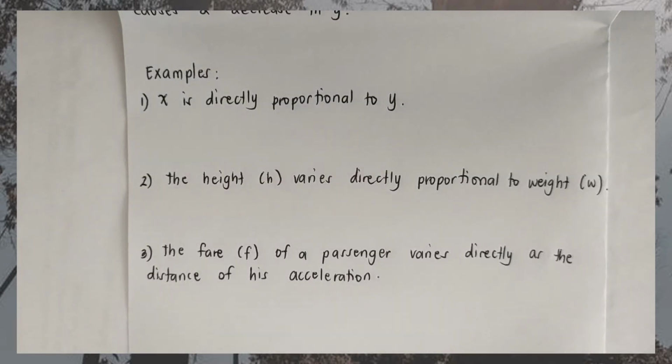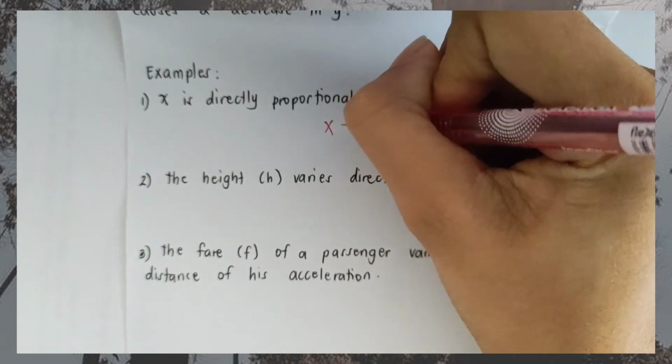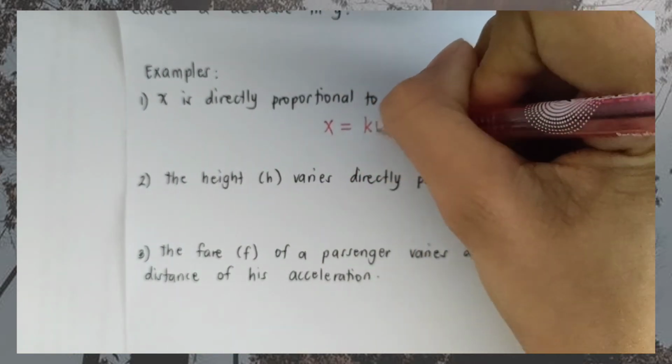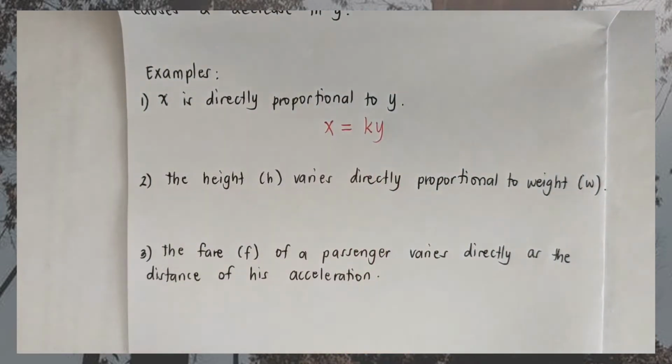I also prepared other examples. Let's solve for number 1. We will write the equation for the given variation using k as the constant of variation. So number 1, the answer is x is equal to ky. x is directly proportional to y.